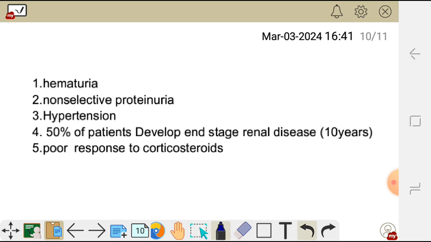Okay, so as a summary on clinical features, we are going to observe hematuria, hypertension, non-selective proteinuria, and in 50% they will develop end-stage renal disease in an estimate of 10 years, and we have poor response to corticosteroids.